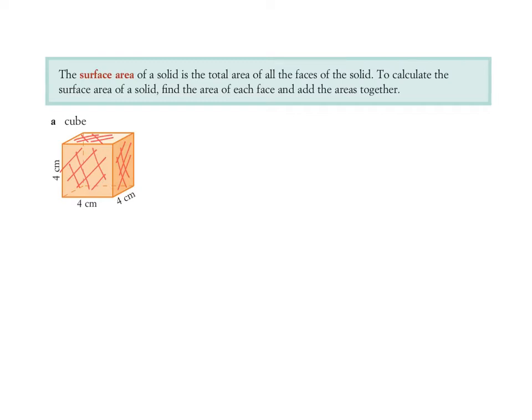Now, in this particular case, because each cube is the same, so each surface is exactly the same, when we go to do the surface area, we just actually have to work out the area of one of the surfaces, but we then have to simply multiply it by 6 because there happens to be 6 of the same surfaces that make up the cube.